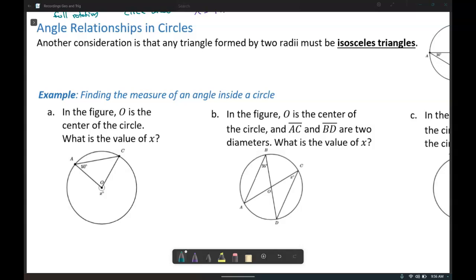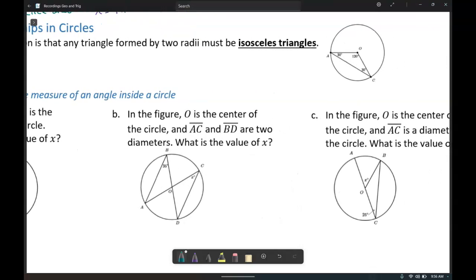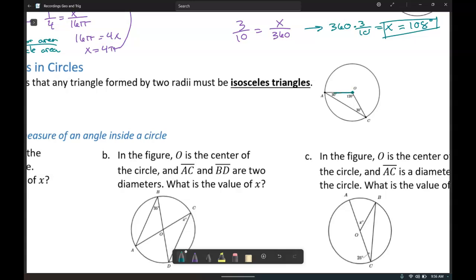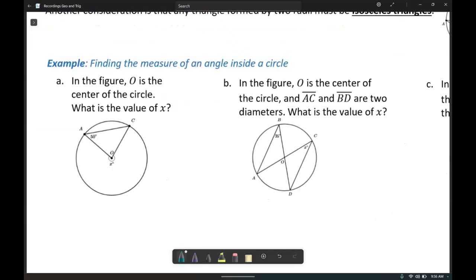So something to consider is that any triangle formed by two radii of a circle must be an isosceles triangle. And so we see that these points here and here are both the radius, and they have to be equal in length, meaning that the angles are going to be congruent here and here, and we can use that information to our advantage. So in the figure, O is the center of the circle, and we want to find the value of the angle x.